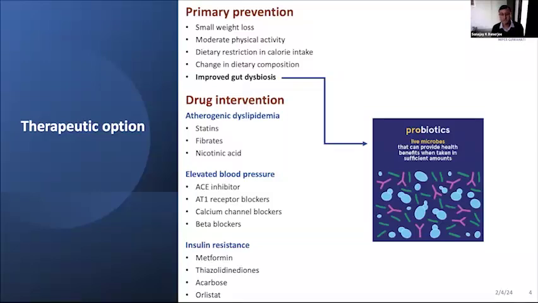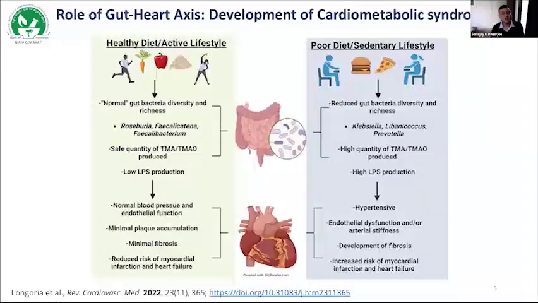They do 2 to 3 times and regularly. So why does the gut-heart axis exist? Because we have seen a lot of literature that when you have a healthy heart, you generally eat a healthy diet. An active lifestyle is very important, and you have bacteria like Roseburia and Faecalibacterium, while your quantity of certain metabolites like TMAO and TMA will be less, and also low LPS.